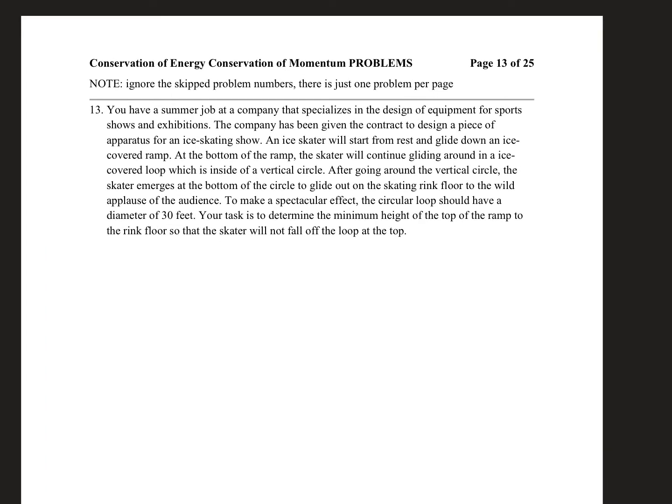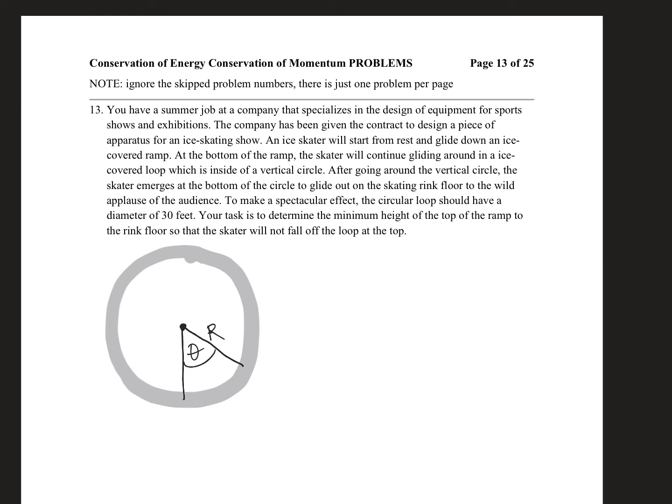So, ice skater comes down a ramp, does a loop-de-loop. You want to make sure she doesn't fall off the top of the loop-de-loop. So, I'm going to attempt to draw a perfect loop-de-loop, almost. All right, that'll be nice. And so, there's going to be a radius over which this happens, and I'm putting an angle in here for a reason that will become evident later.